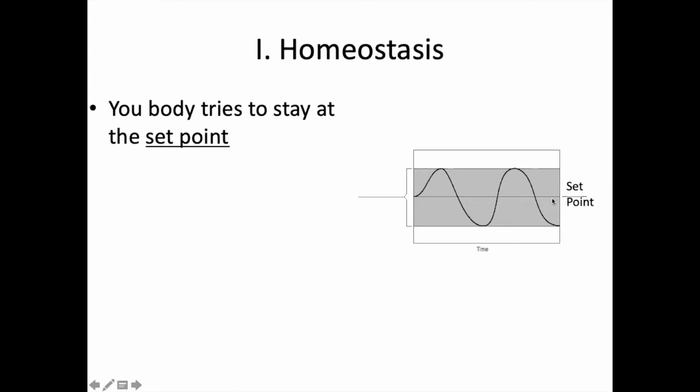Your body temperature set point is 98.6 degrees Fahrenheit. So your body is constantly trying to get back to 98.6 degrees Fahrenheit. If you get too cold, your body tries to warm right back up there. So we're trying to get to that set point.